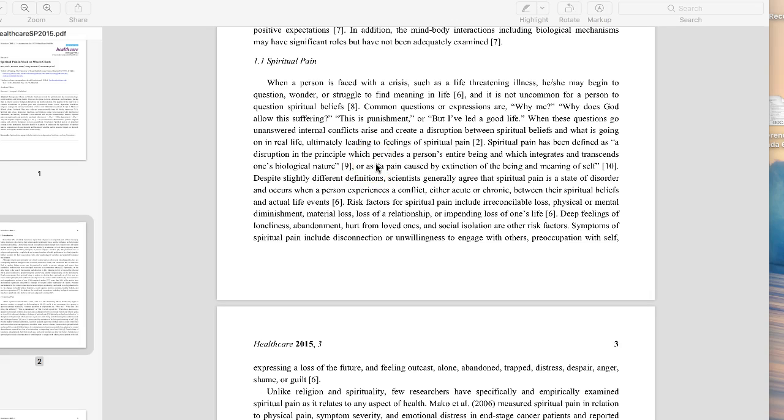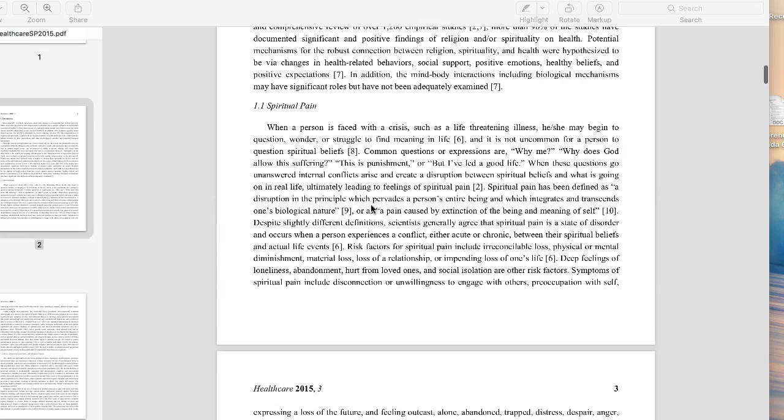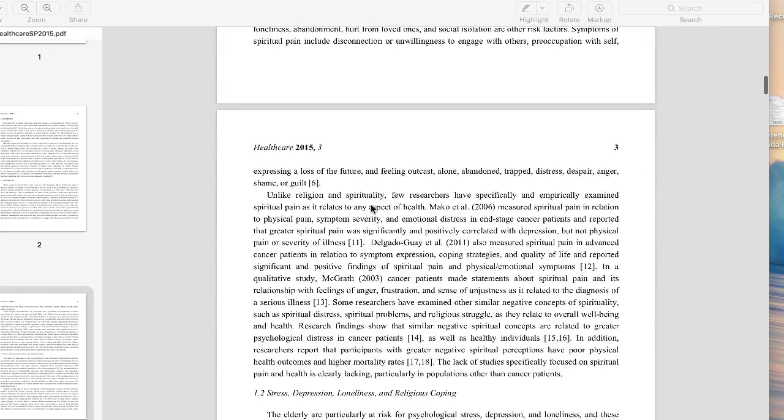One reason for that was because people don't know what it is, so I really needed to explain that. If it was something like stress, I might not have had to go into such detail because people know what stress is, but in this case, they don't know what spiritual pain is. So I talked about spiritual pain for 2 entire big paragraphs.